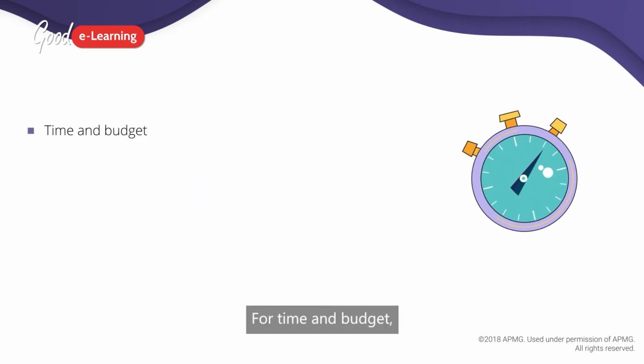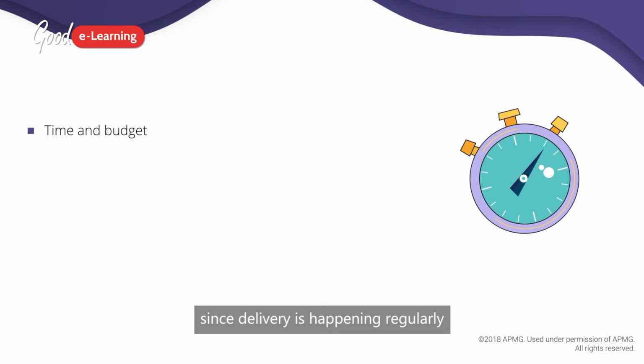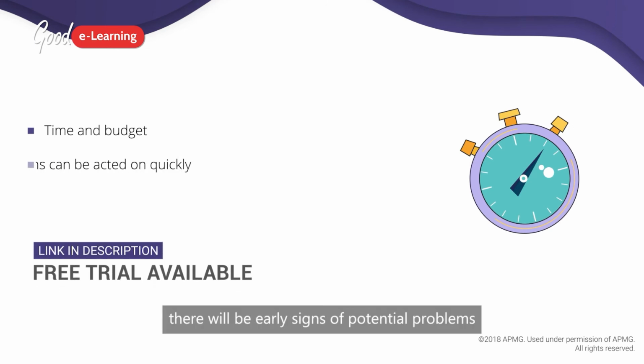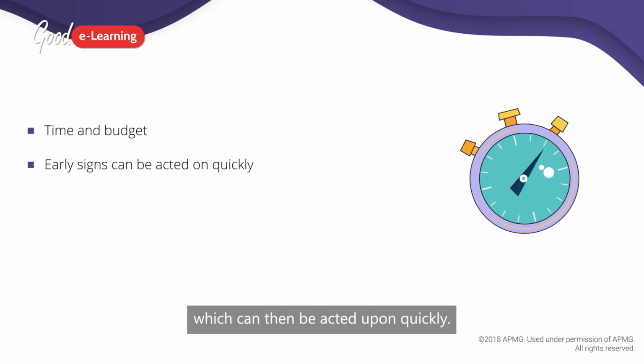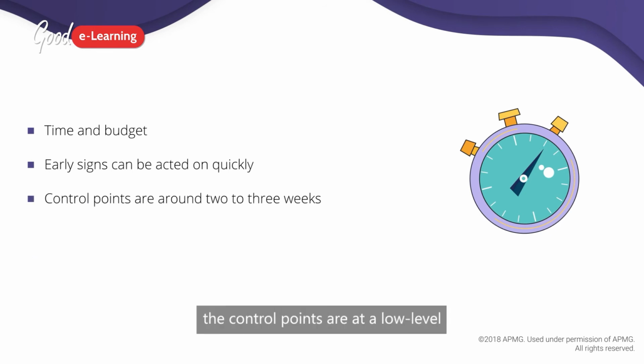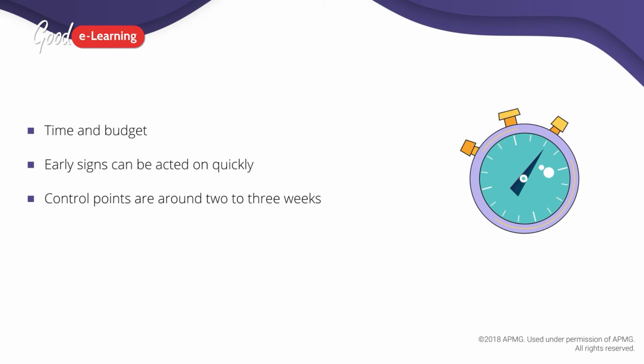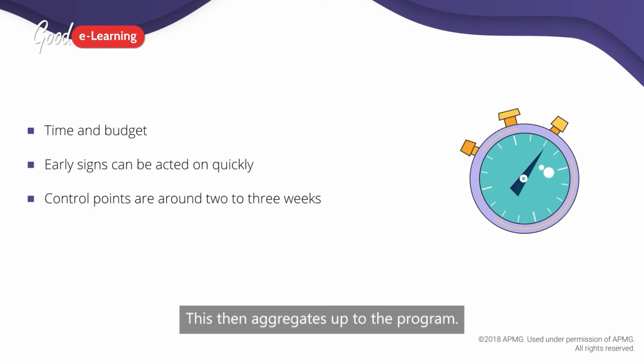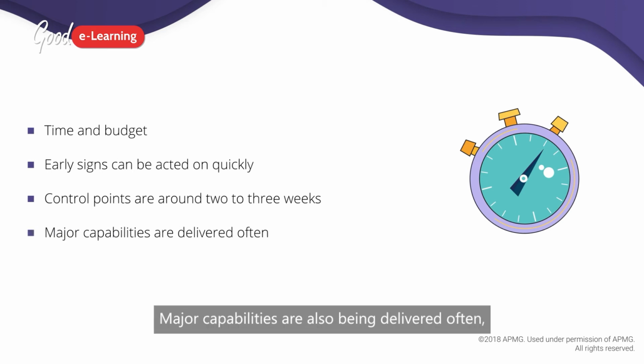For time and budget, since delivery is happening regularly and at small intervals, there will be early signs of potential problems which can then be acted upon quickly. Within Agile projects, the control points are at low-level time box or sprint, which is normally 2 to 3 weeks. So, the project can only ever be that much behind. This then aggregates up to the program. Major capabilities are also being delivered often, ensuring that all activities in the program are on track.